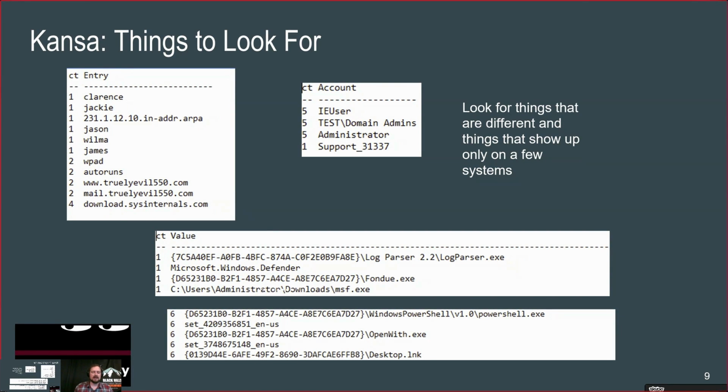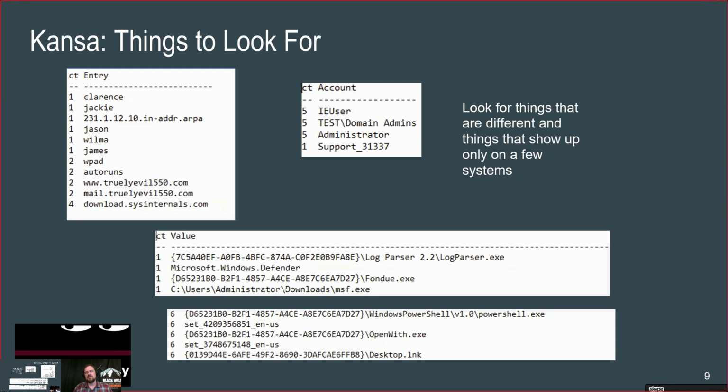Now, here's the long tail on these systems. We saw that every single system will have a DNS entry for itself. That is normal. But we also saw that we had two systems that had DNS entries for trulyevil.550 and mail.trulyevil.550. That would be an anomalous domain.